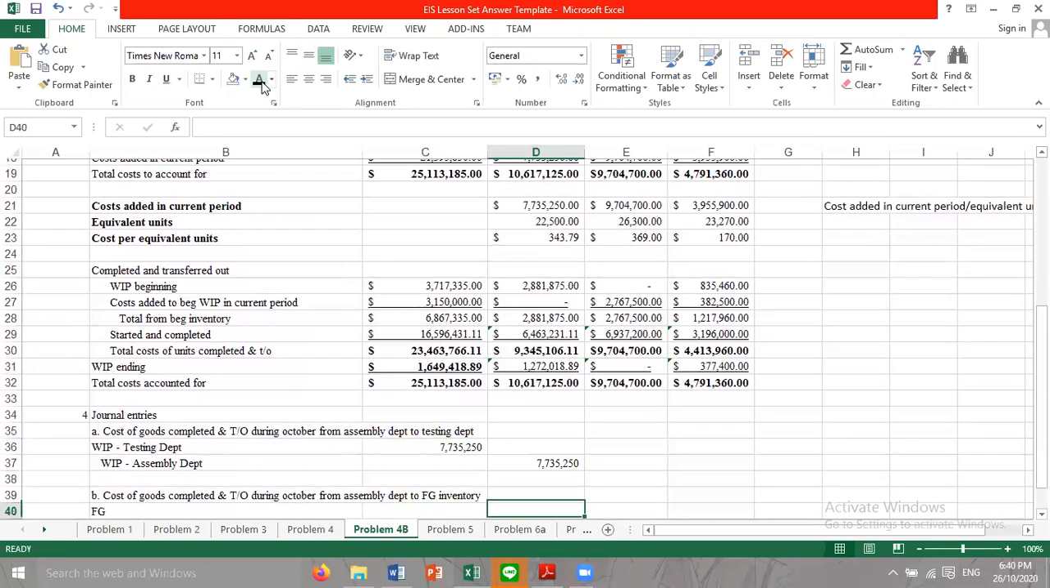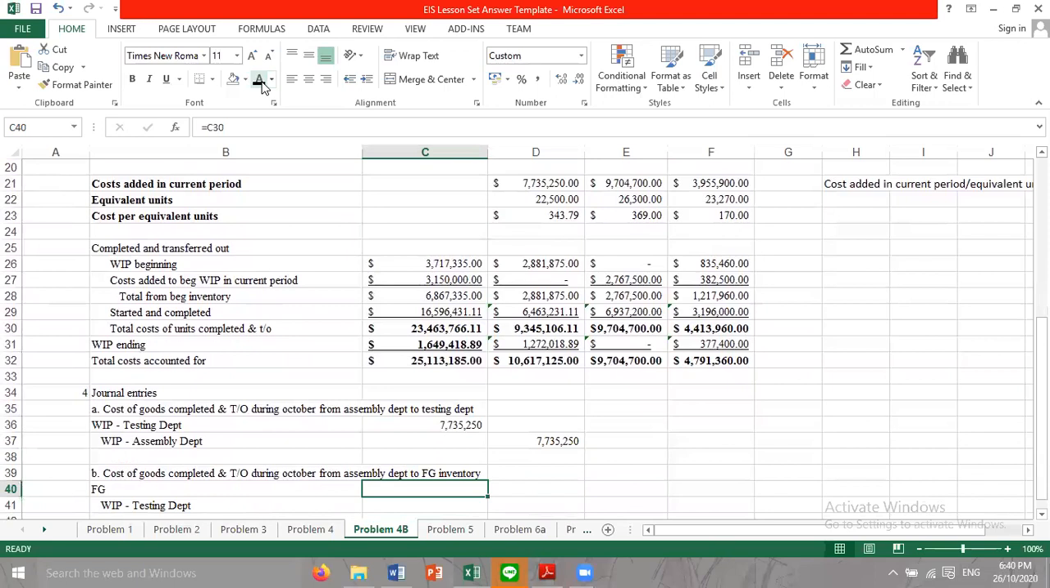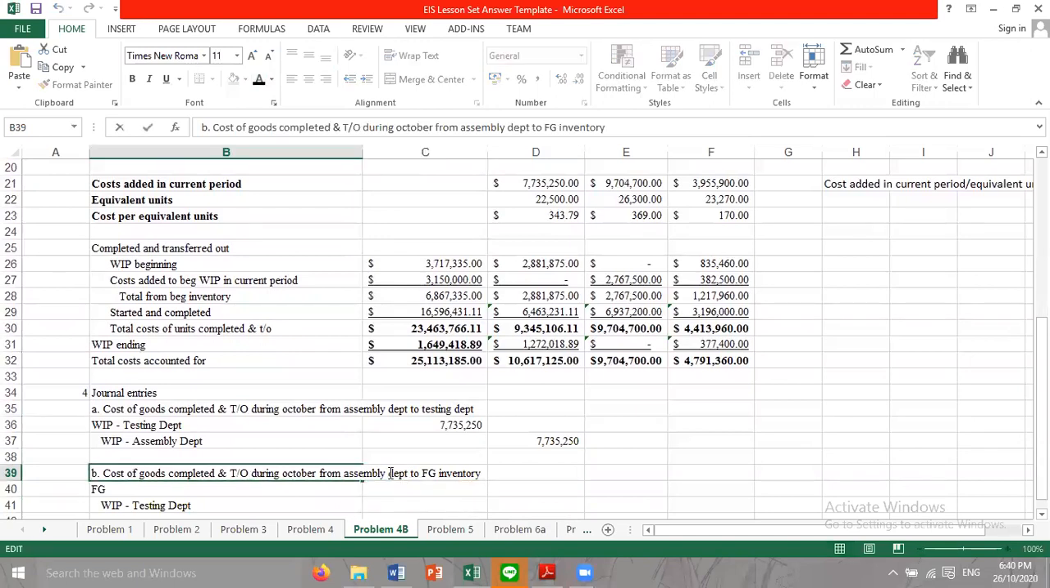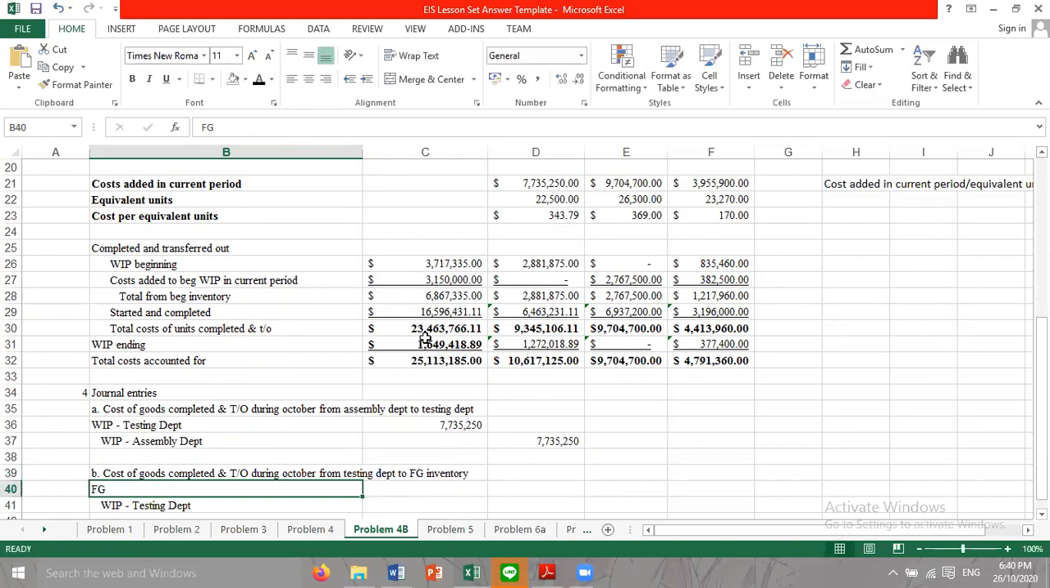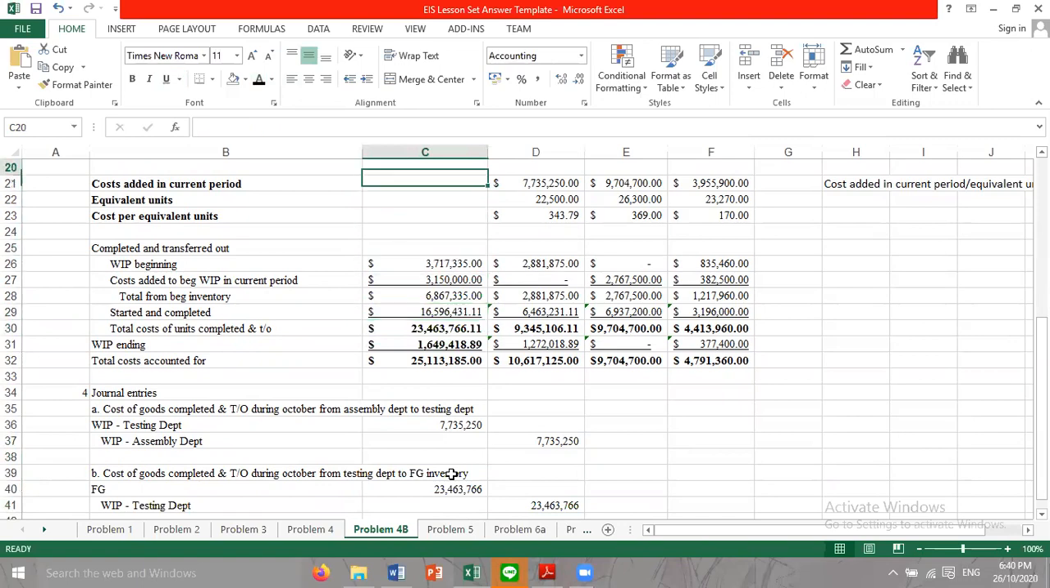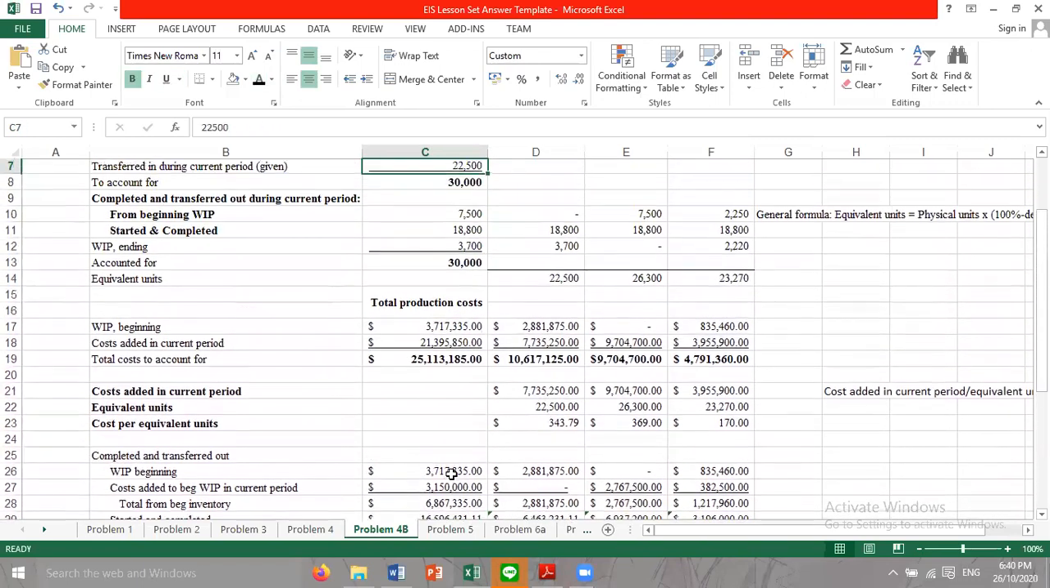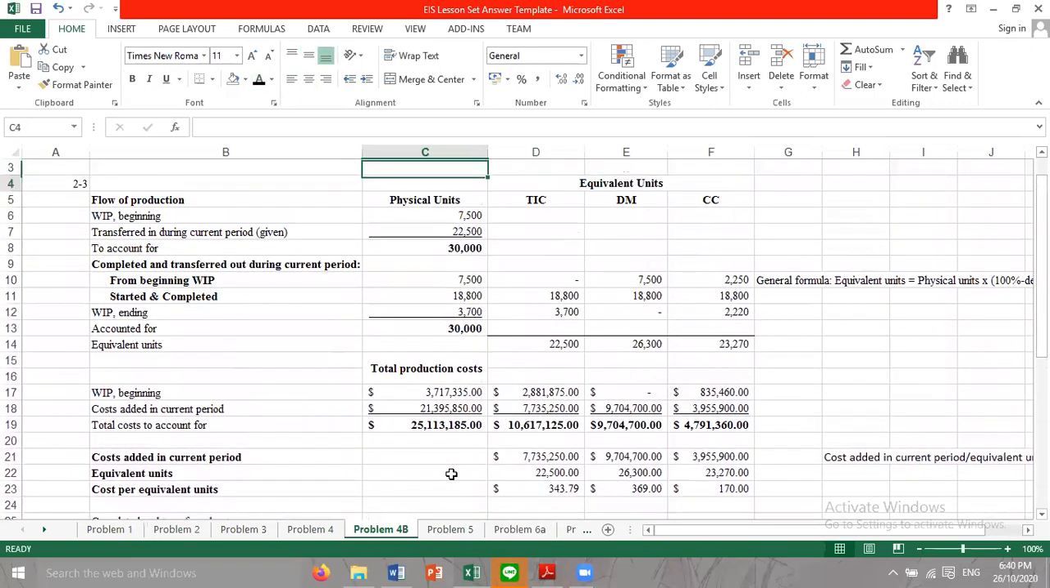While the journal for cost of goods completed and transferred out, sorry, this is from testing to finished goods, is simply using this value here, total cost of units completed and transferred out. It's practically the same. So this is for FIFO.